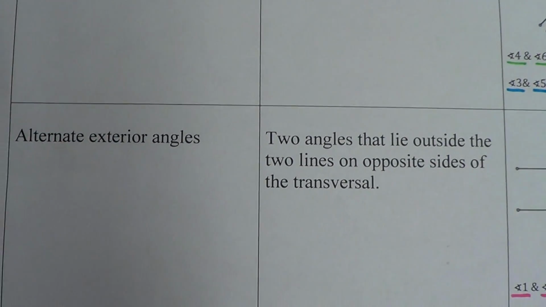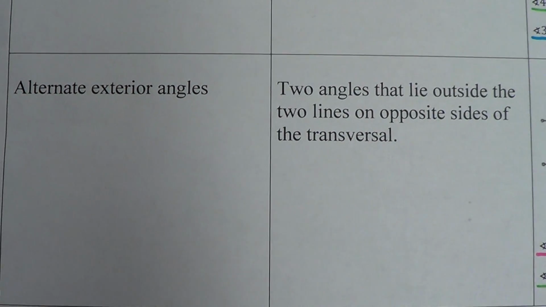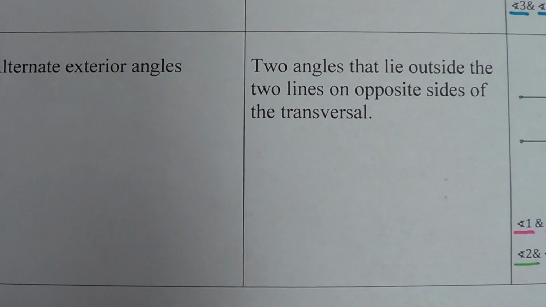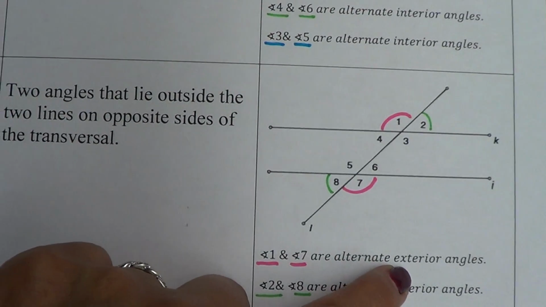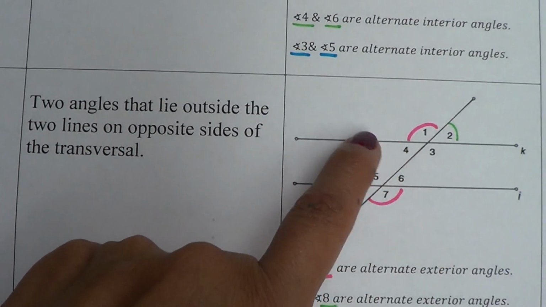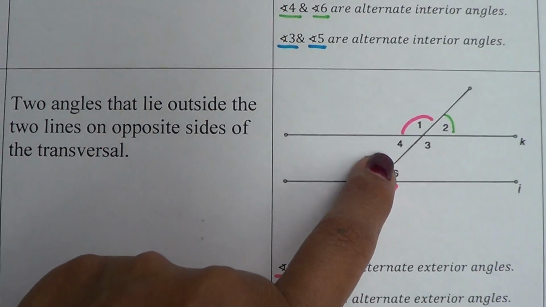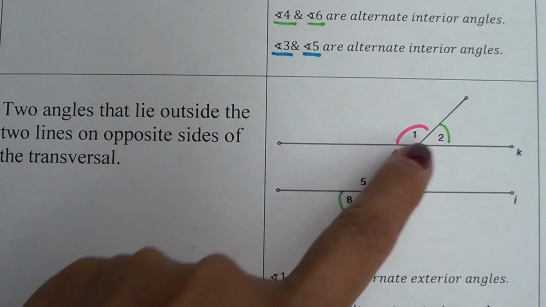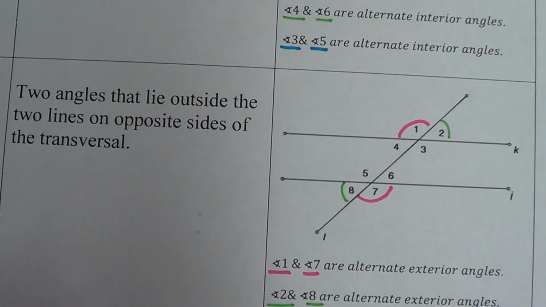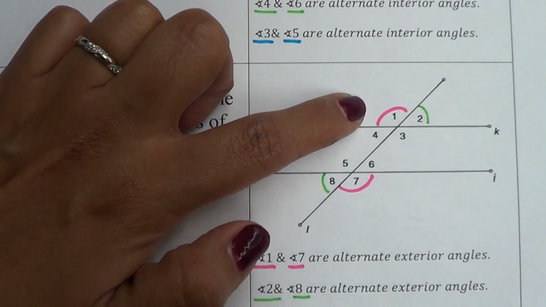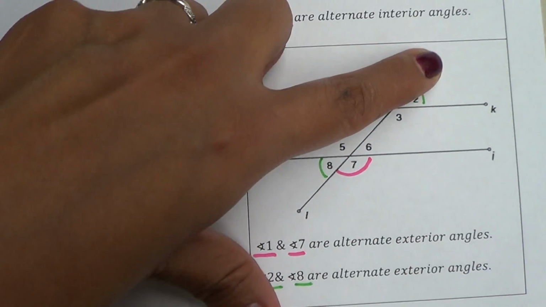All right, next we have alternate exterior angles. Two angles that lie outside two lines on opposite sides of the transversal. So we take a look here. So again, we have a keyword here, exterior. So we're looking at the angles that are outside the parallel lines. So angles 4, 3, 5, and 6, those would be interior angles. Angles 1, 2, 8, and 7 would be exterior angles. And they are alternate, so that means that they're on the outside but on opposite sides of the transversal. Again, our transversal would be this line right here.